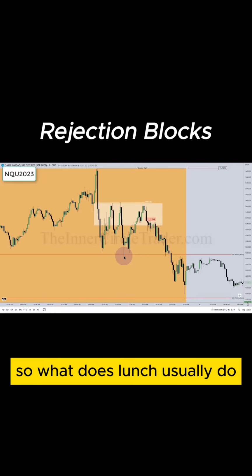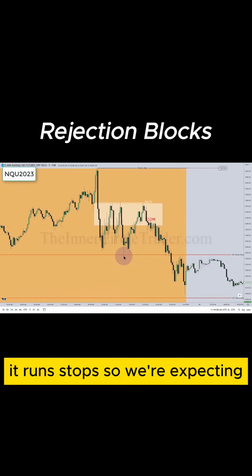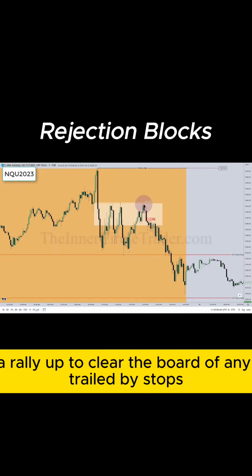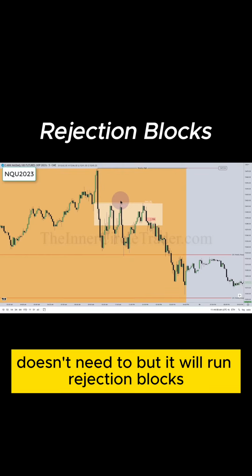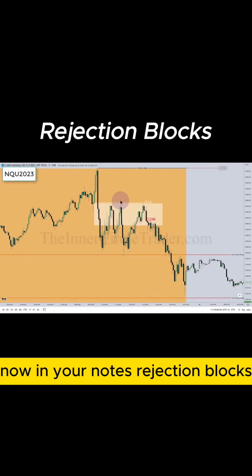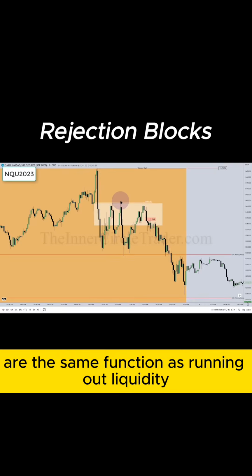So what does London usually do? It runs stops. So we're expecting and anticipating a rally up to clear the board of any trailed buy stops. Does it sweep that high? No, it doesn't need to. But it will run rejection blocks. Now, in your notes, rejection blocks are the same function as running out liquidity.